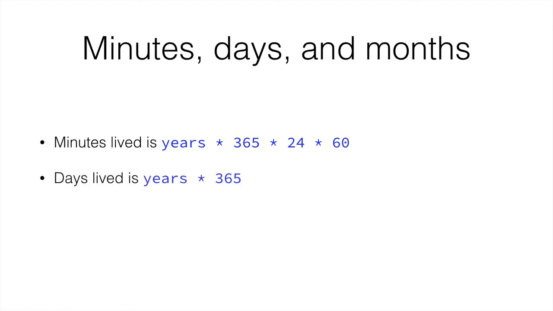And then to calculate the minutes, days, and months, this is fairly simple. Minutes would be years, which is, for example, 10 years, 365 days in each year. There's 24 hours in each day and 60 minutes in each hour. So this is how we'd calculate the number of minutes. Days is years times 365. Months is years times 12.